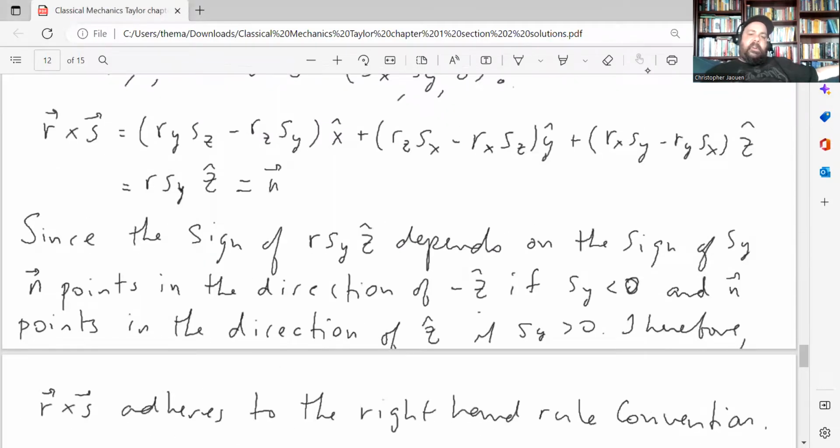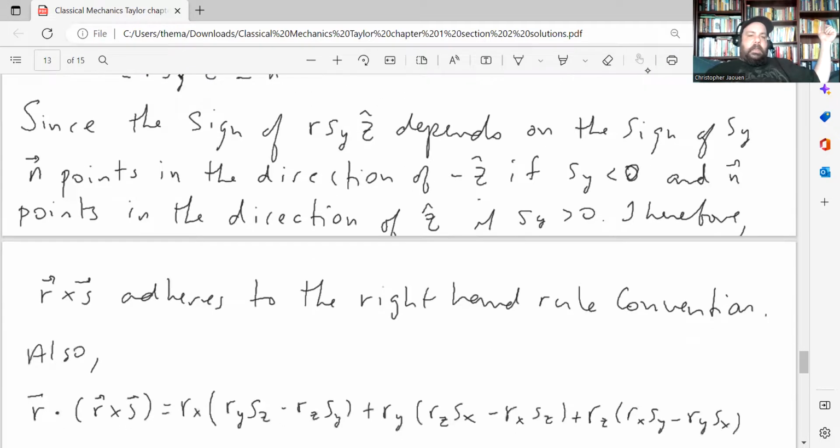Since the sign of R S_y z-hat depends on the sign of S_y, the normal vector n, the one that I have written above, points in the direction of negative z-hat if S_y is negative. That's because R is positive, right? Because of the way that we chose the coordinates. And n points in the direction of z-hat if S_y is greater than 0. Therefore, R cross S adheres to the right-hand rule convention. Okay, so that shows that property holds.